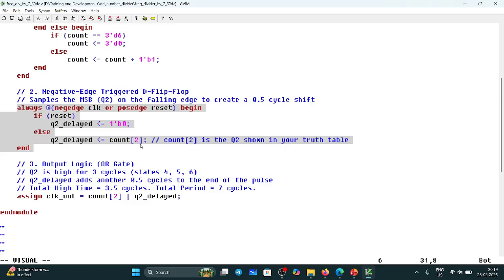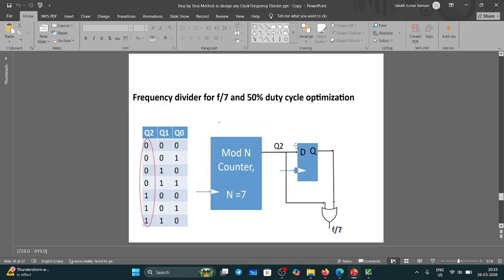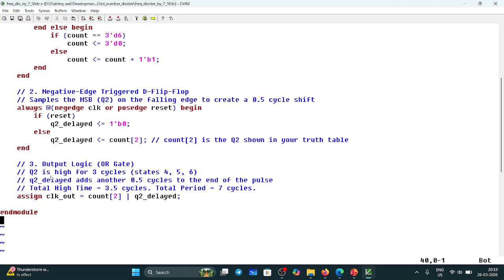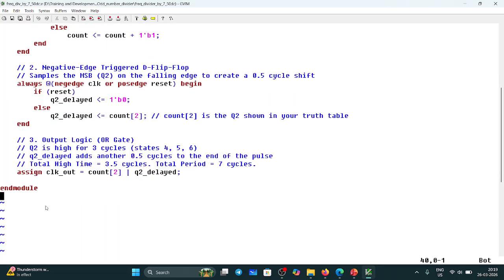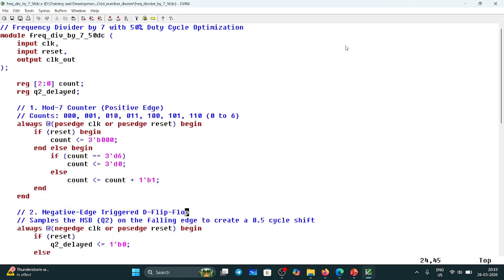Okay, count of 2 I need to give. D flip-flop is normally a sequential buffer, no? Whatever the input is there, you're getting. And assign clock out equal to what? You need to do the OR operation. Then you are getting clock out. That is the output. End module. Okay. Test bench is same.